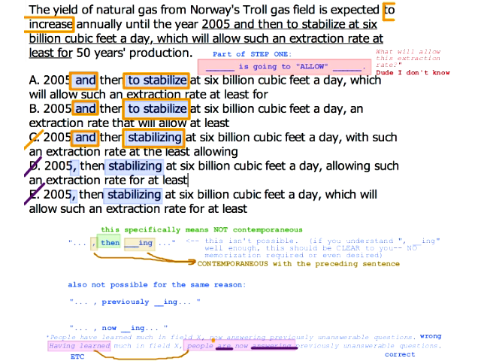On the other hand, what will allow 50 years production? Well, the extraction rate will. So that's what we mean here. What will allow production to continue for 50 years? The extraction rate will. So that's the meaning.